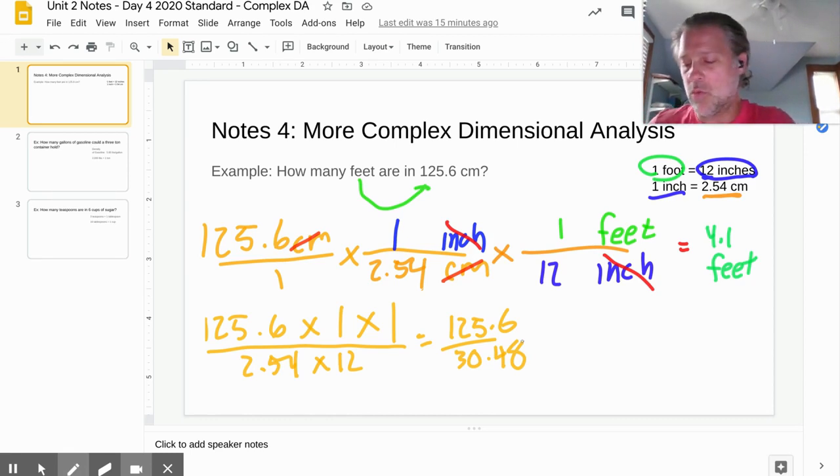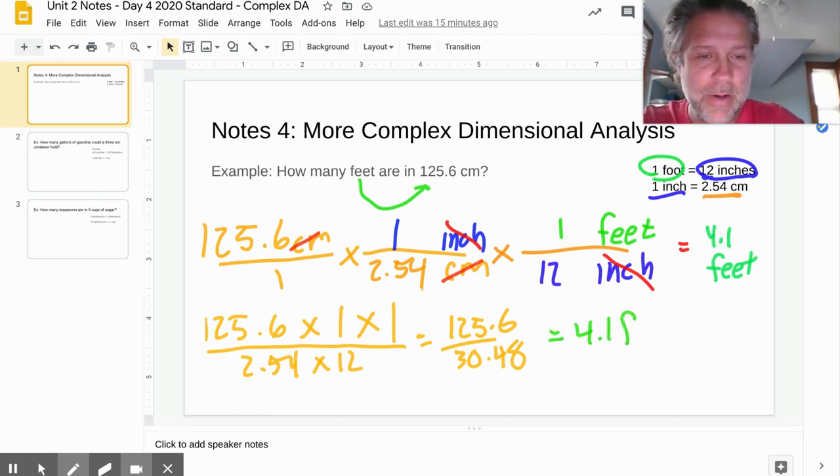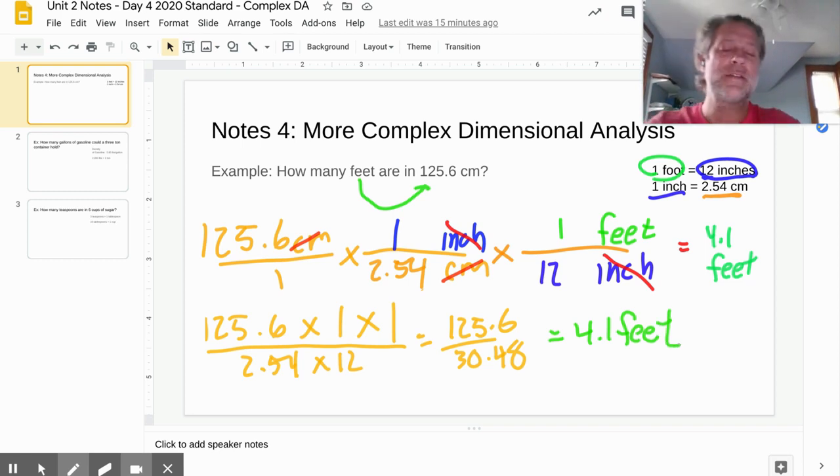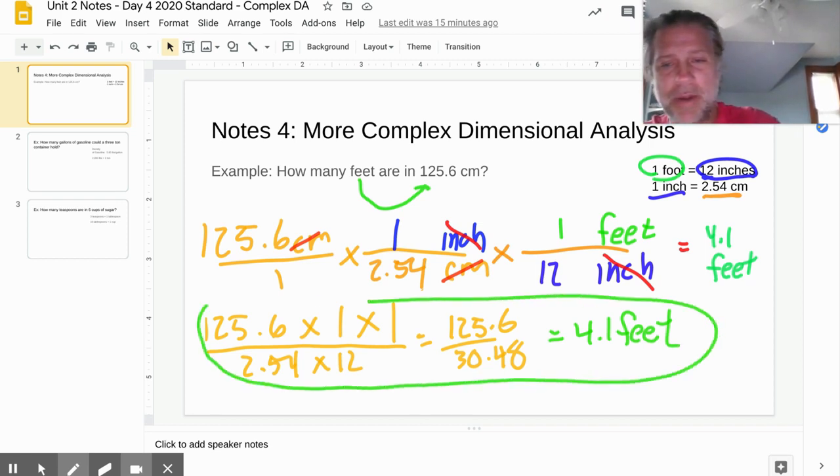And so if I take 125.6 divided by 30.48, I get, oh, weird, the exact same number, which is 4.1 feet. So that's the math that's really going on here. Sometimes when I put these in my calculator, I'll say in class, I take 125.6 divided by 2.54 divided by 12. And that's really what I do. But this right here is what's actually happening.